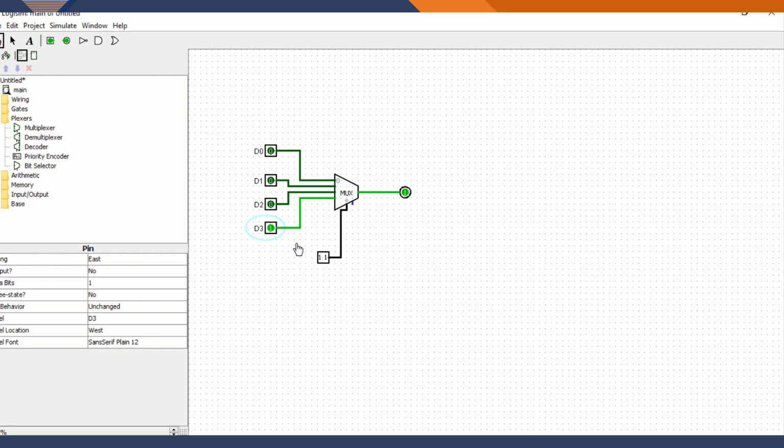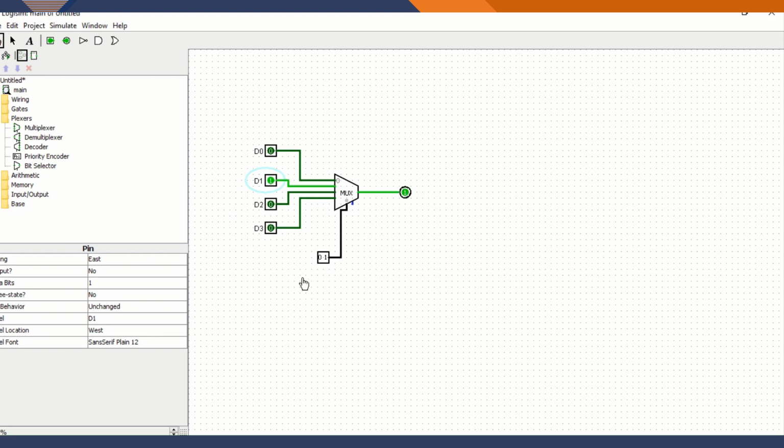Now I am going to change S1 and S0 to 0. My output is equal 0. That means my output Y equals D0. Now I am going to change S0 equal 0, S1 equal 1. My output is D1 equal 1. That means my output Y equals D1.